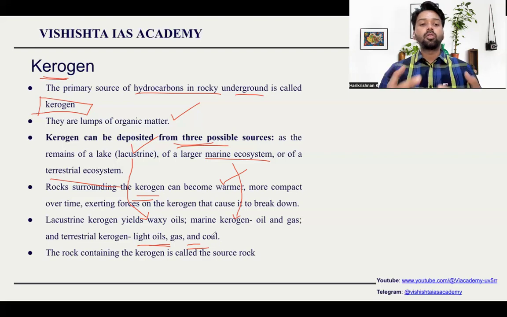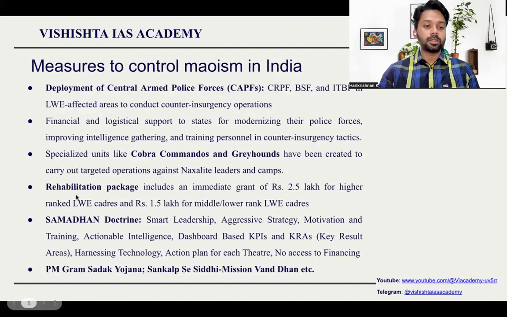So this is why coal is always something which we get inside the land. But when we see natural gas, mostly it is offshore. Petroleum, mostly it is offshore. So this is something we need to know. Crude, if you see, it is mostly in the desert, terrestrial region. So these things we need to remember. The rock containing kerogen is called the source rock for hydrocarbons.